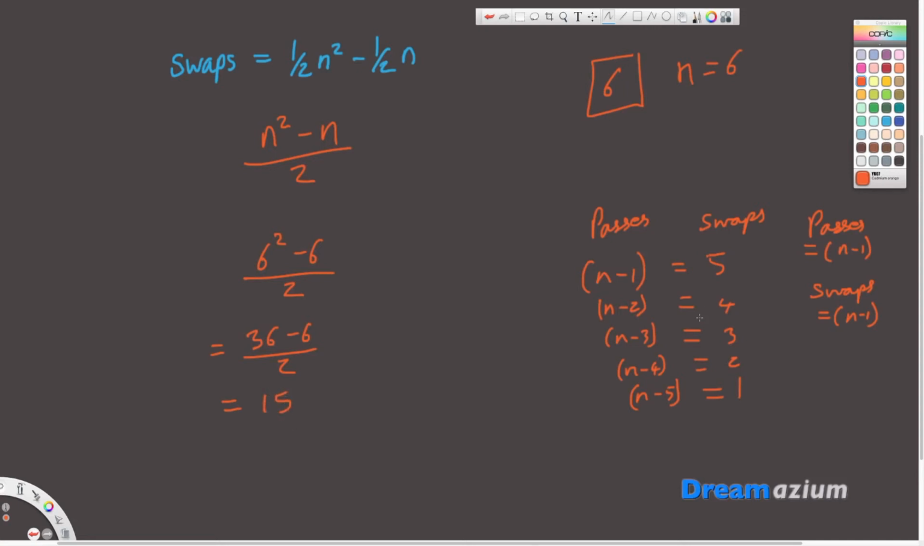Okay. Now to check that against this, what have we got? We've got 5 plus 4, so that's 9. And then we've got 9 plus 3, that's 12. And then 12 plus 2, that's 14. And 14 plus 1, which is 15, which is the same answer that we got over here. So our formula does work.